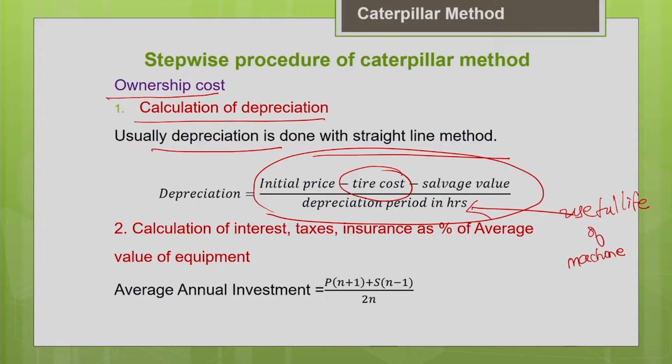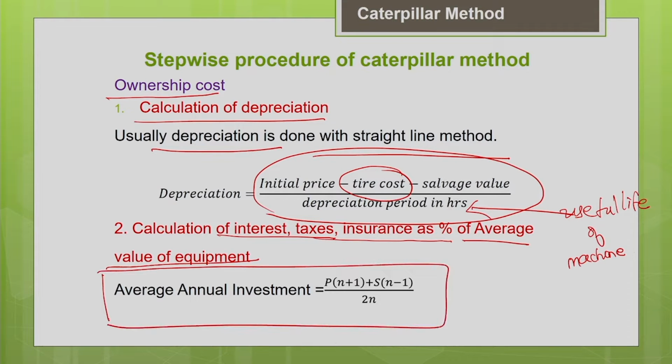Now let us calculate the other components of the ownership cost: the cost of investment, taxes, and insurance. Everything will be calculated as a percentage of the average value of the equipment. I hope you remember how to estimate the average value of the machine using the straight line depreciation method. We derived this formula in the earlier lecture. It is P into (n plus 1) plus S into (n minus 1), divided by 2n.